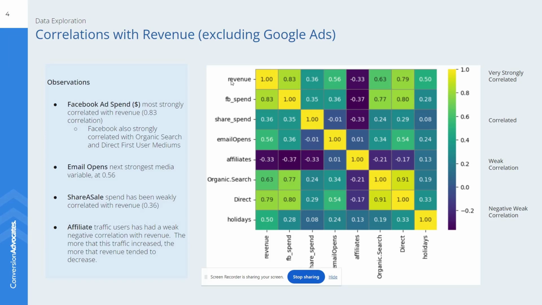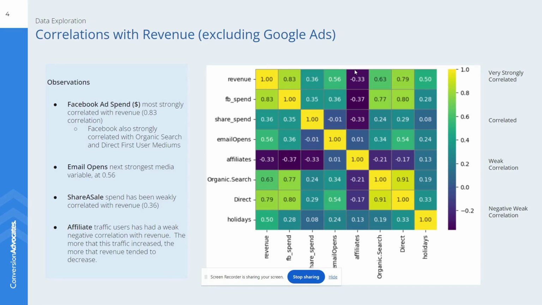So you can also see the next most correlated variable with revenue has been Facebook spend, and this is in terms of weekly spend. The more that weekly Facebook spend increased, the more that revenue increased as well. That's the most predictive of all these variables. Then the next most correlated has been email opens. So the more that emails are opened, the more we can accurately predict that revenue is going to increase.